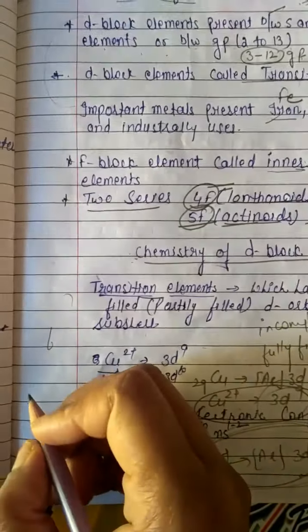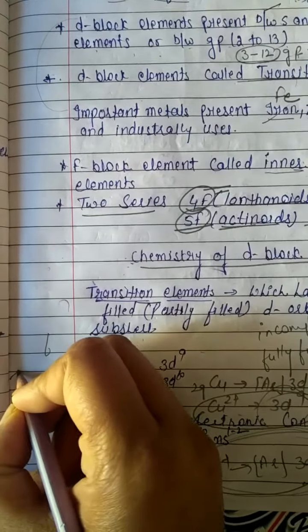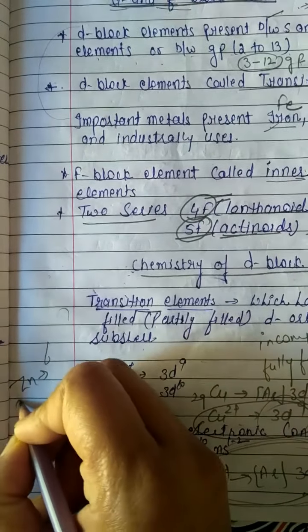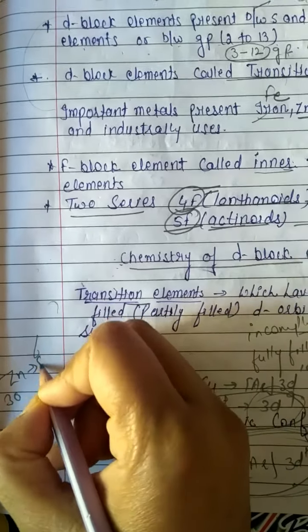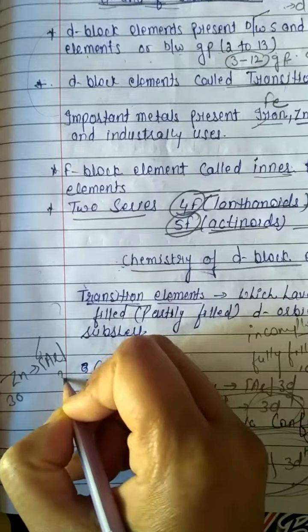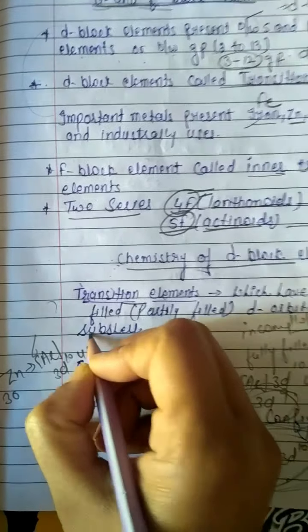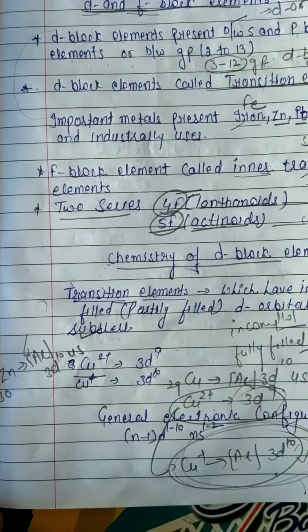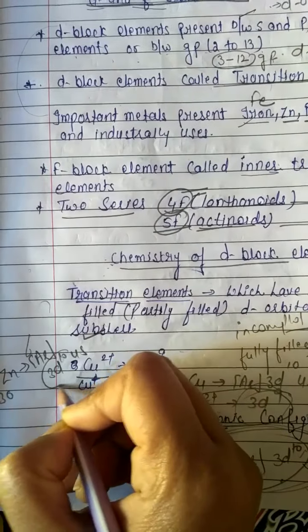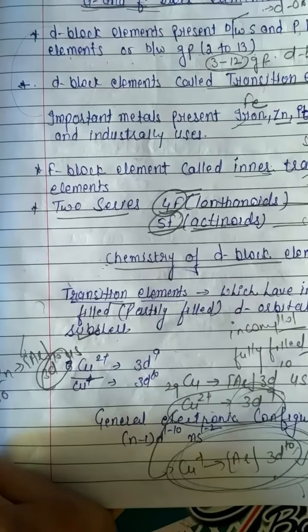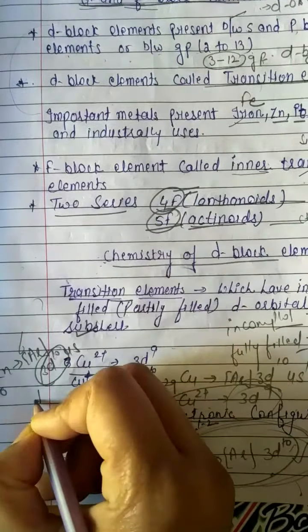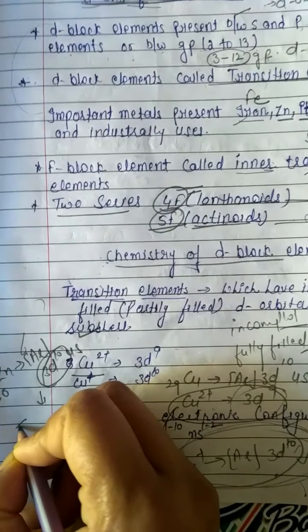I am taking another example, that is zinc. Zinc has atomic number 30 and the configuration becomes Ar 3d10 4s2. Now zinc has 10 electrons present in the d orbital, so that's why it is not considered a transition element.